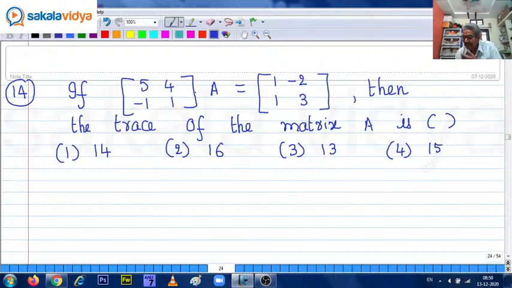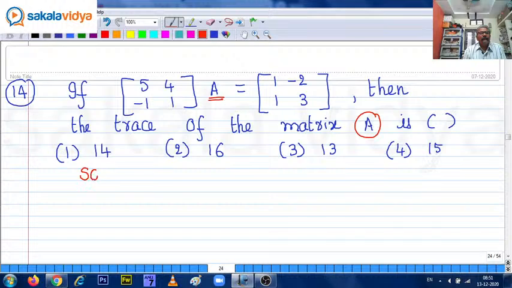So this is called a matrix equation. Vijay Kumar, Shravani, how are you Shravani? Right. See, this is a 2 by 2 matrix 5, 4, minus 1, 1 multiplied by this also 2 by 2 matrix equals 1, minus 2, 1, 3. Then the trace of the matrix A we need to find out. First we need to determine the A matrix. What is meant by the trace of a square matrix? Sum of the principal diagonal elements that we need to evaluate.